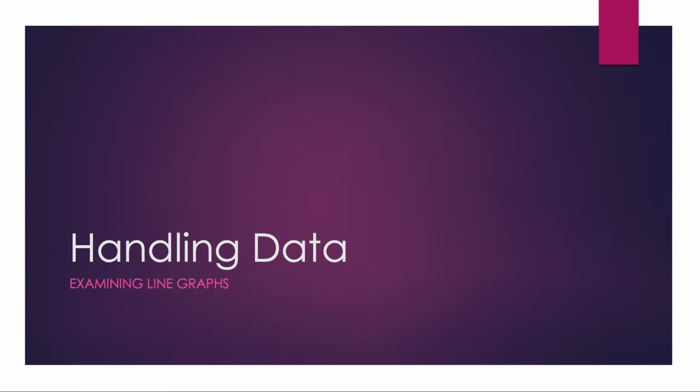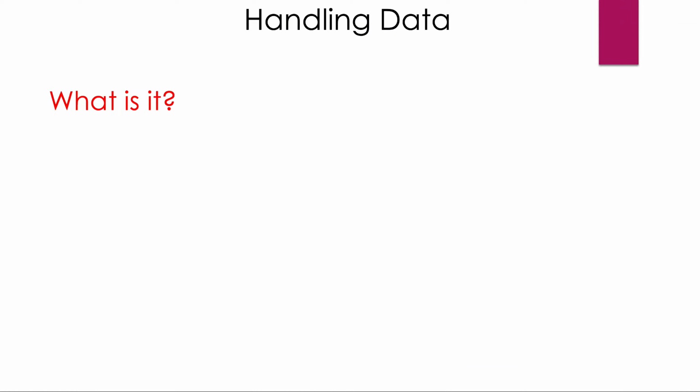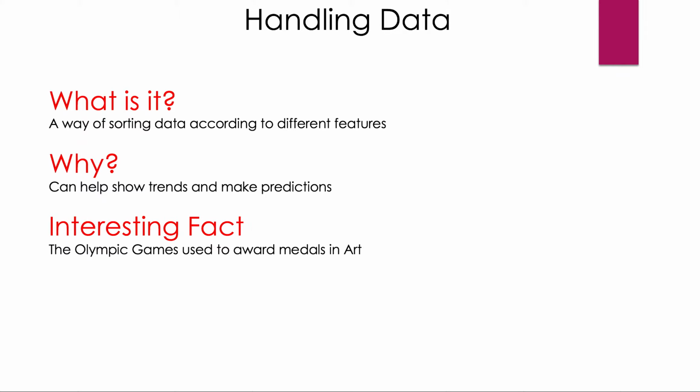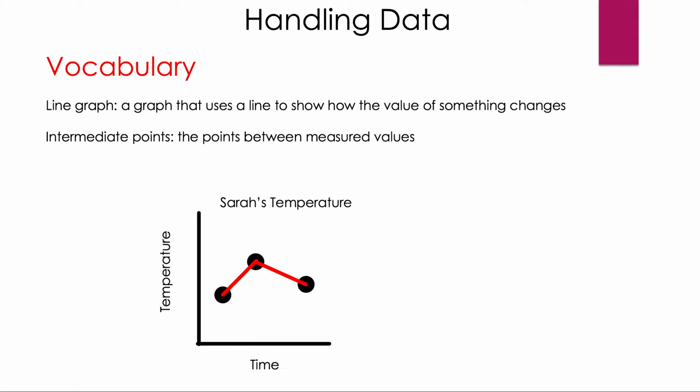Handling data, examining line graphs. What is it? A way of sorting data according to different features. Why? It can help show trends and make predictions. Interesting fact: the Olympic Games used to award medals in art.